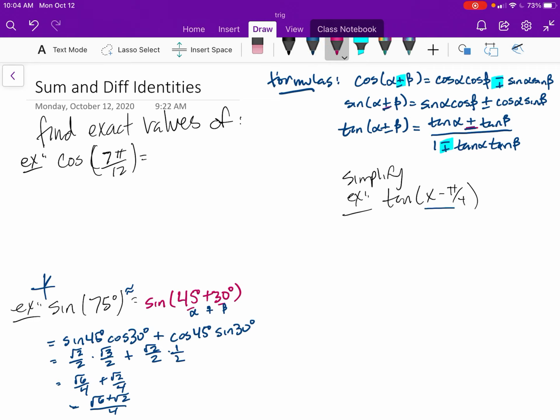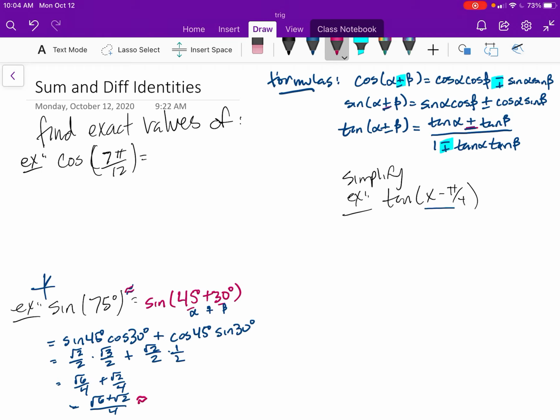Now, as you're getting used to these, I recommend, for the ones where you could use a calculator, using it to make sure. Plug this expression in the calculator, get a decimal approximation, plug in your original sine 75, and make sure that decimal approximation is equivalent to the result you got.